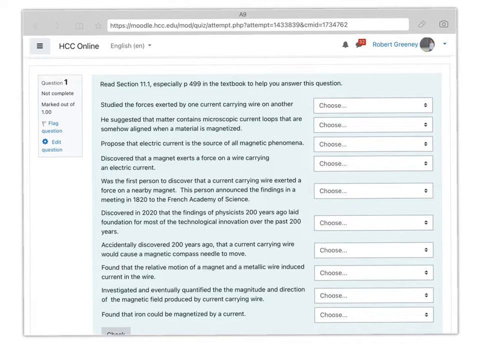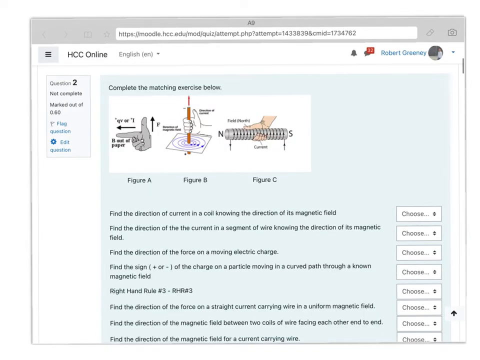Okay, here we are in assignment 9. Question 1 is answered by just reading the textbook. So take a look at the textbook. It's in the resource section, first section of Moodle, and you'll be able to answer these questions.